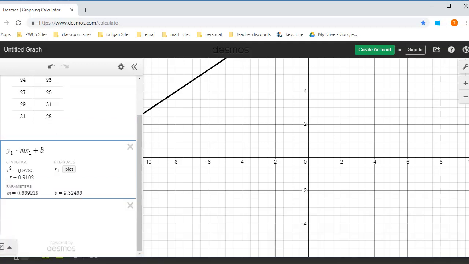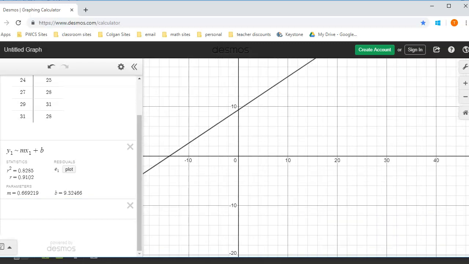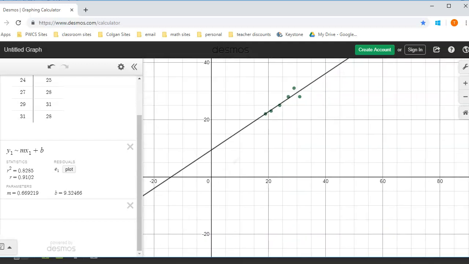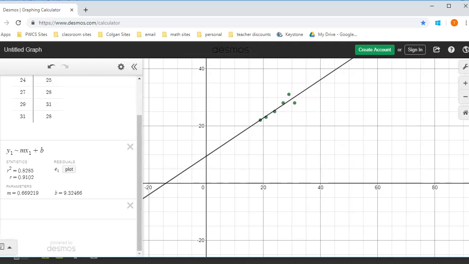And you're given your slope and your y-intercept for your line of best fit. It also graphs it for you. You can find those points by zooming in and zooming out on Desmos.